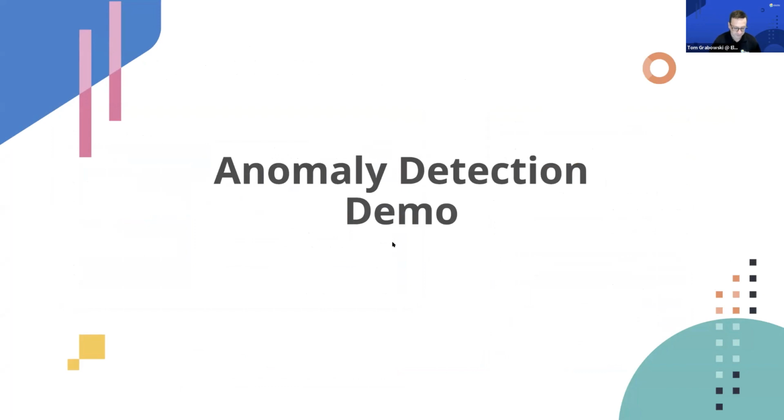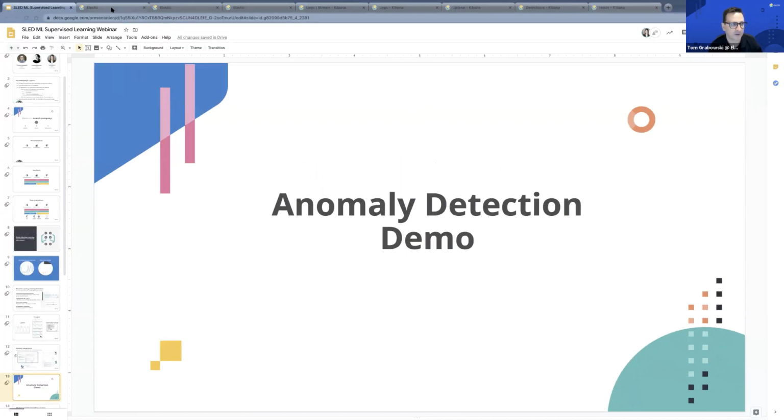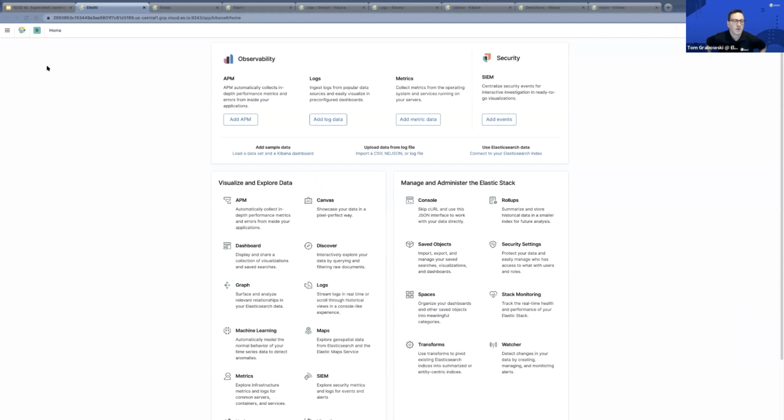So that's anomaly detection. Before we switch to the data frame analysis, I want to give you a walkthrough of what the anomaly detection piece can do. So I'm going to switch out of the presentation and show you. I'm running my Elastic cluster on Elastic Cloud.